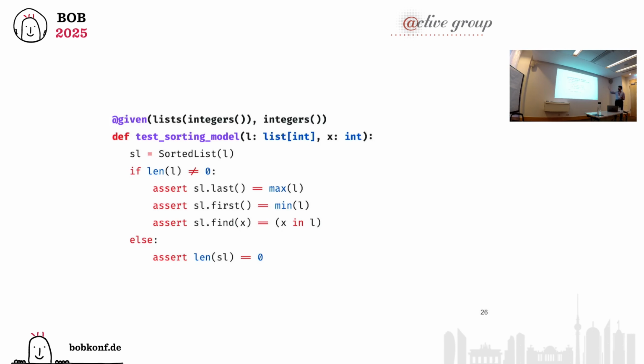If we were to write this as a test in hypothesis again, we would generate a list of integers first. Then we would create a sorted list out of those. And if there are no elements, then there should be no elements in the other one too. Then we just check these three.